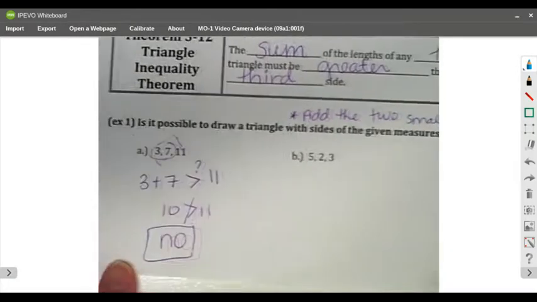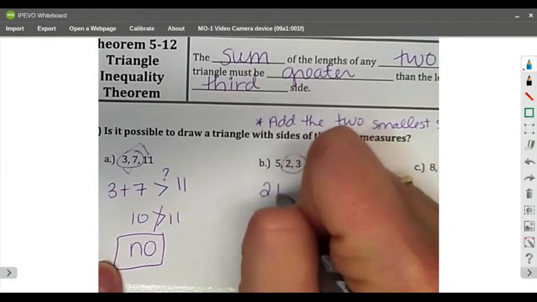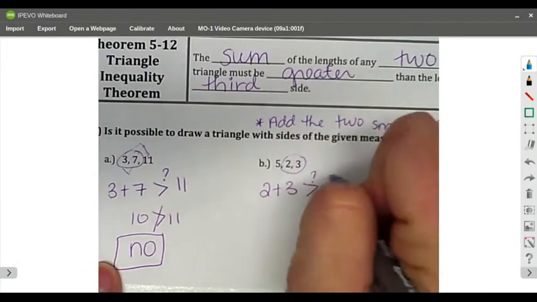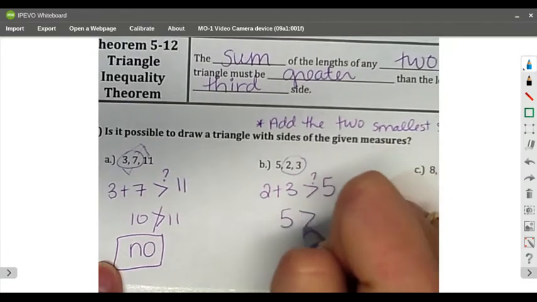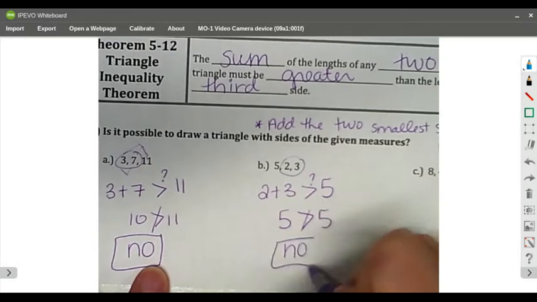That one's a no. 5, 2, and 3. So these two are the two smaller ones. So 2 plus 3, is that bigger than 5? Well, 2 plus 3 is 5. Is 5 bigger than 5? It's not. So that's also a no.